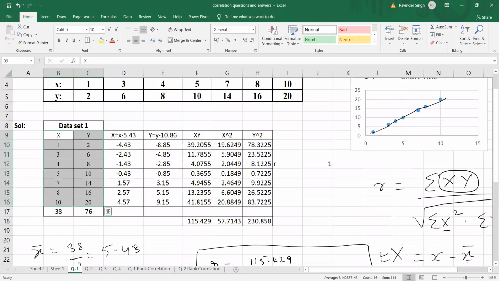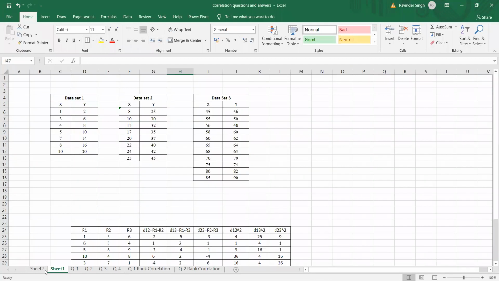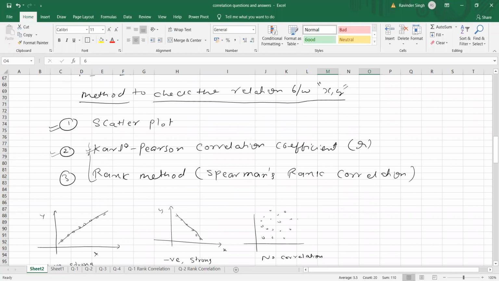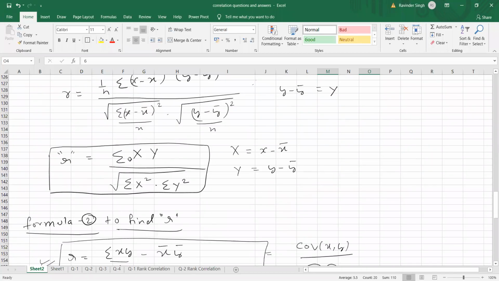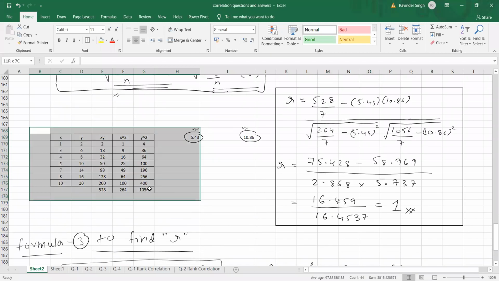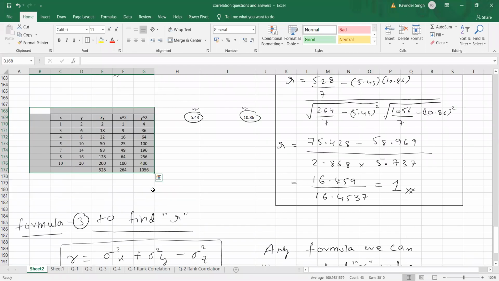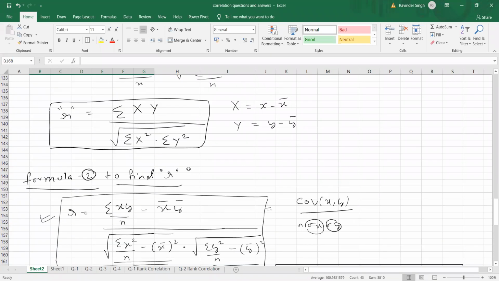So any doubt now, you can ask me. So we have seen scatter plot today, we have seen Karl Pearson correlation coefficient today, and 3 formulas we have seen. Formula number 1, formula number 2, formula number 3. This is the example we have solved with two formulas, formula number 1 and formula number 2. We can also solve this with formula number 3, but I'm not doing formula number 3 at present. Okay. So any doubt in this set, please let me know.